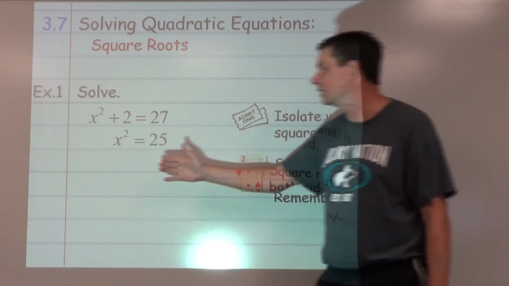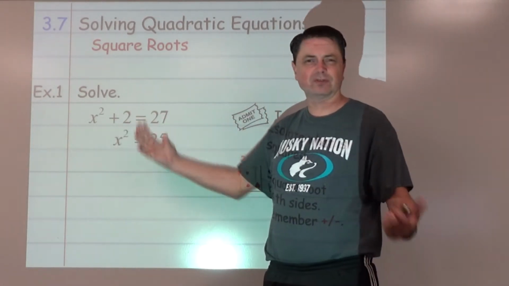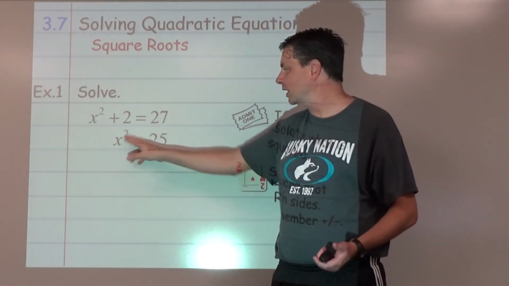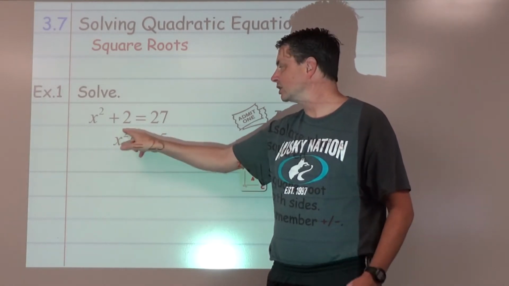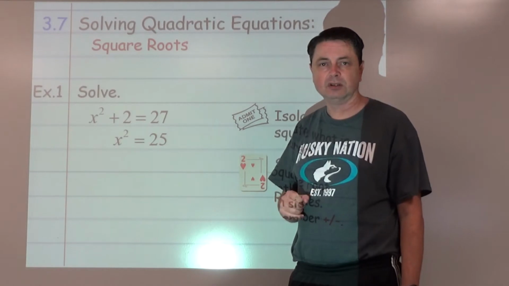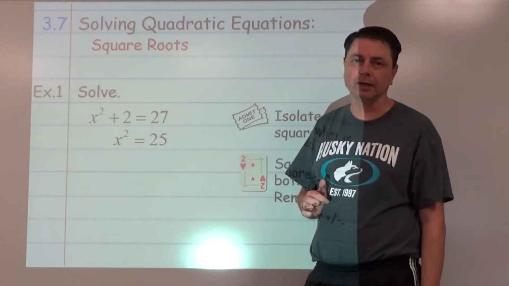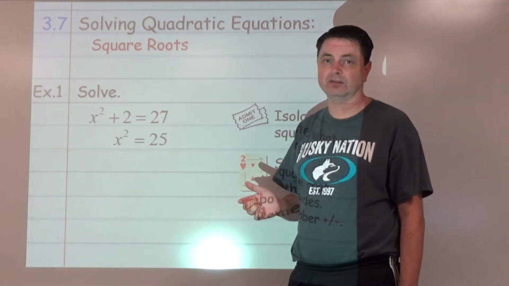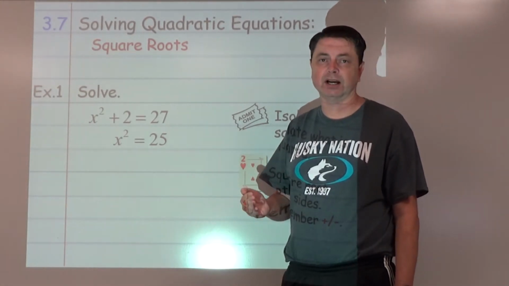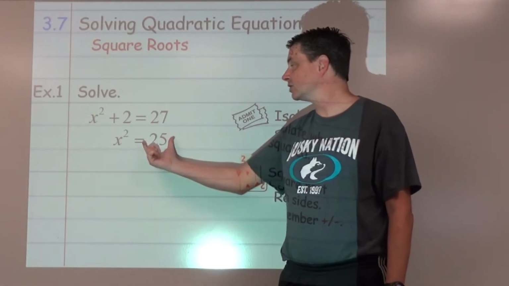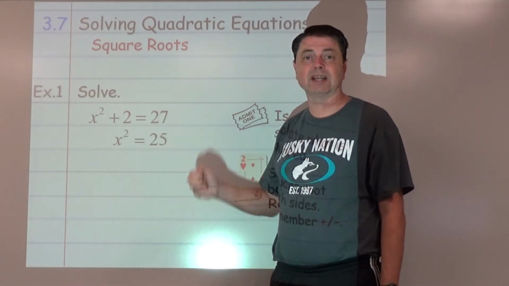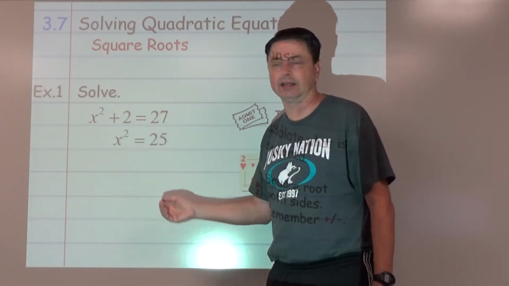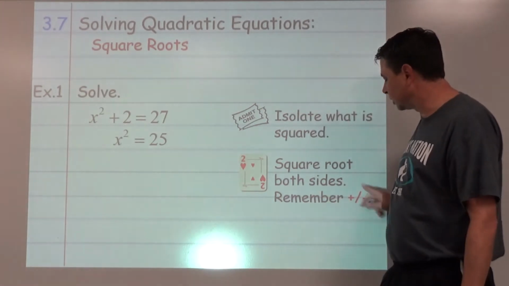But keep in mind, we're figuring out what are all the different x's that make this true. So what are all the different numbers that you could square and get 25? Well, 5 is definitely one of them, but there's also negative 5. If we square negative 5, negative 5 times negative 5 is also 25. So when we square root both sides, we're going to get a positive and a negative. So there's where it says, remember the plus minus.